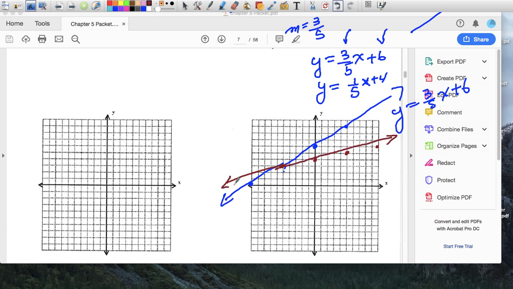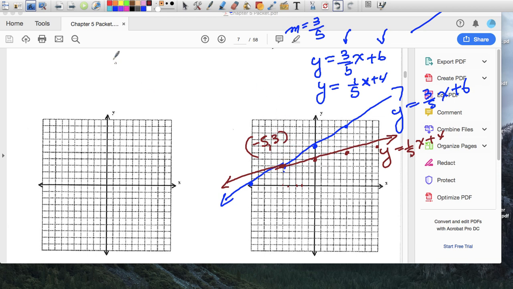Okay, mine's not perfect at all. So this is my line, y equals 1/5 x plus 4. And there is a point of intersection right here, if I'm not mistaken. And that's going to be 1, 2, 3, 4, 5 to the left, and 3 up. So negative 5 and positive 3. Again, I'm going to make this bigger for the next one, but hopefully I'm right.